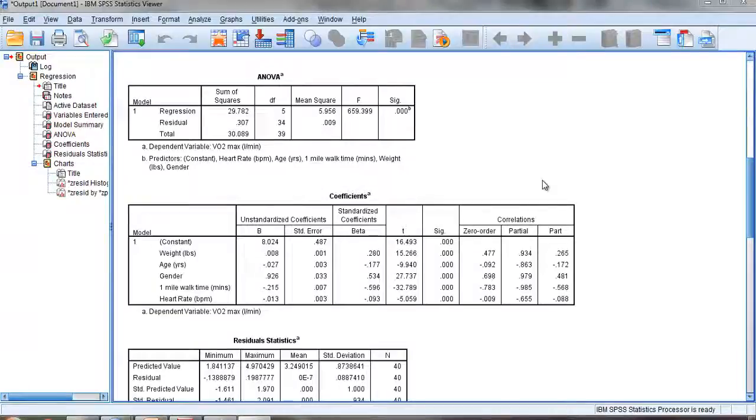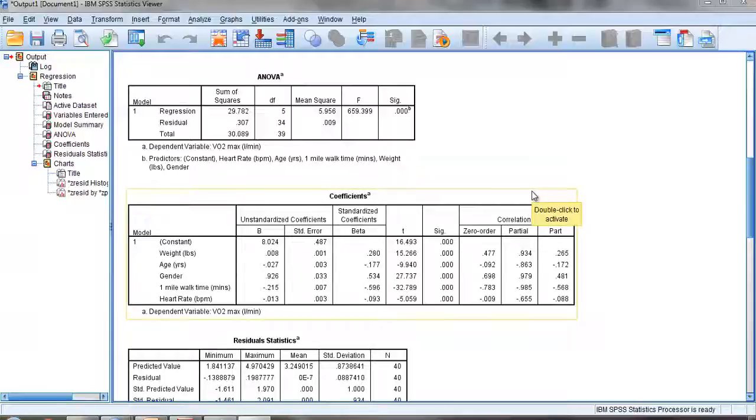We can interpret the other coefficients as the change in VO2 max for a unit change in that variable when all the other variables are fixed. For example, the coefficient for gender is 0.926, so a male will have a VO2 max that is 0.926 higher than a female of the same age and weight with the same 1 mile walk time and heart rate.